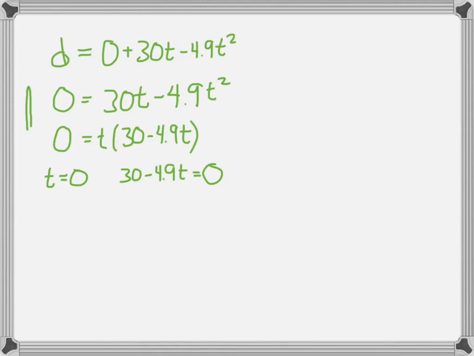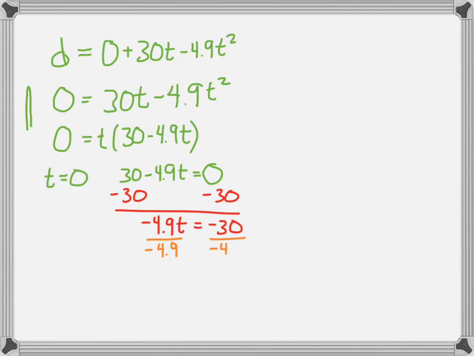So let's quickly do that. Let's subtract 30 from both sides. When I do that, I get negative 4.9t on this side of the equation and negative 30 on that side. And now I'm going to divide both sides by negative 4.9 to get t by itself. And I come up with t equals 30 divided by 4.9. Hey, that sounds familiar. And when I do that, I get 6.12 seconds.